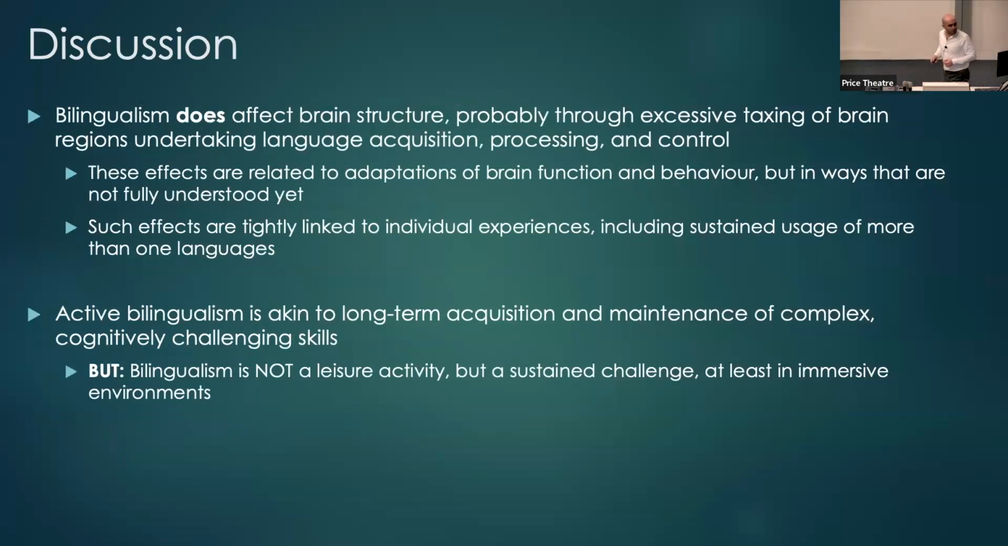So bilingualism does affect brain structure, probably through excessive taxing of brain regions that undertake language acquisition, processing, and control. These effects are related to changes in brain function and behavior, but we don't know how everything links together yet, and we still need to do that. And these effects are linked to individual experiences, including sustained usage of more than one language. I've mentioned that already. Active bilingualism is a complex, cognitively challenging skill, which is not a leisure activity, right? It's something you need to do. There's no escape if you're in an immersive environment.